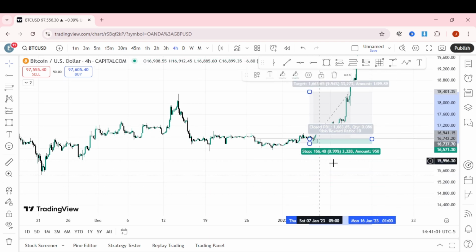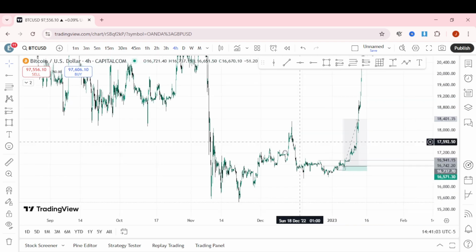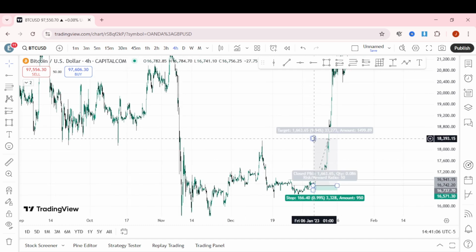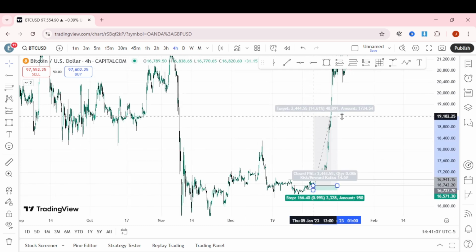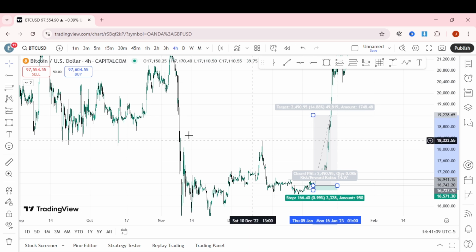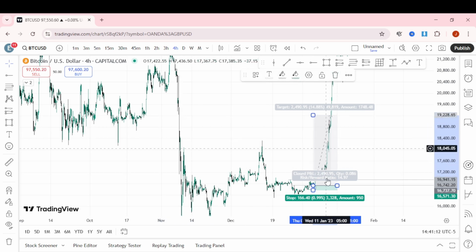So just for the sake of this video, I'm going to be using the FVG. So let's just use FVG. So price will surely fill this gap. So this is a 15 risk to reward ratio on a 4-hour time frame.